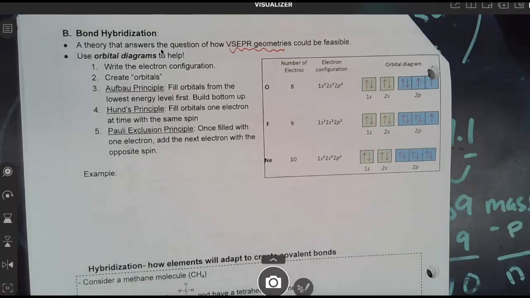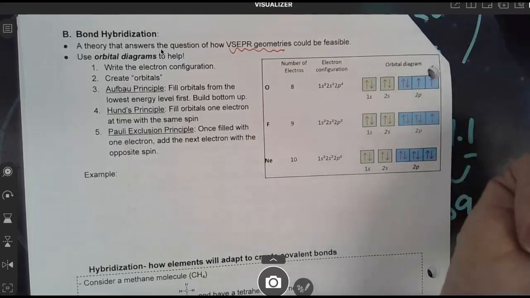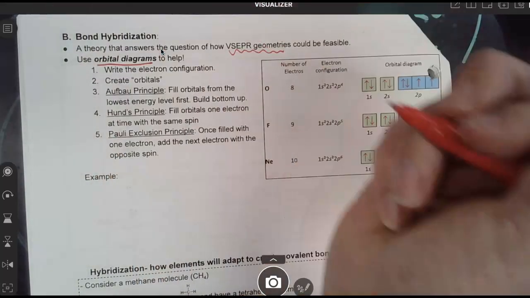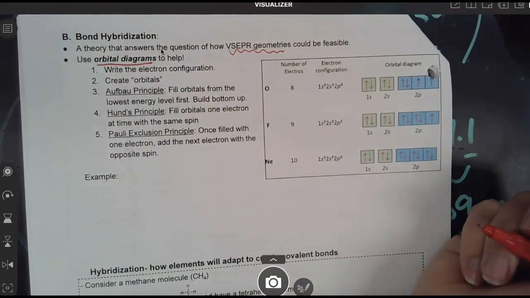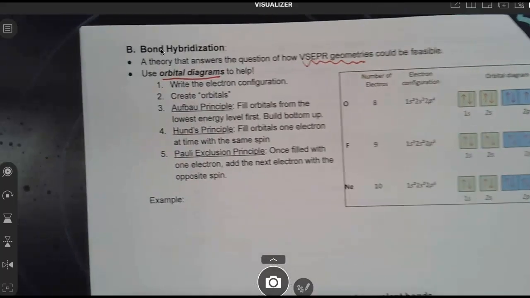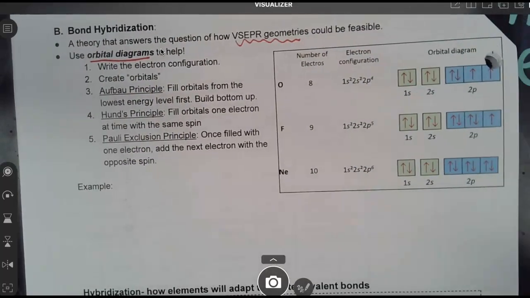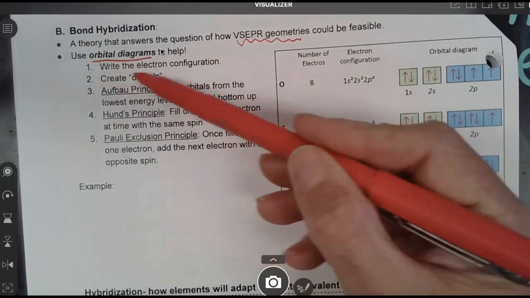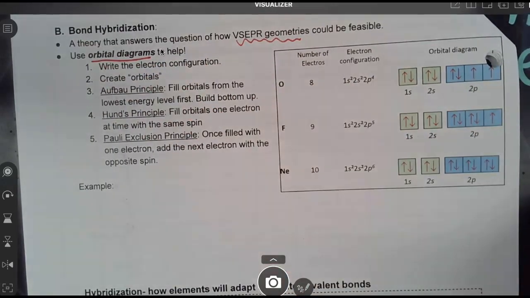And so before we actually jump into the real bond hybridization, we are going to do some practice on orbital diagrams. So these help you figure out what kind of bonds are happening if you can draw a really nice orbital diagram. They're pretty simple. They have to do with the electron configuration. So you're always going to write out the electron configuration first.